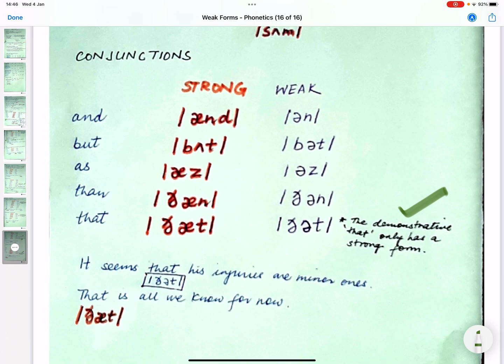It seems that his injuries are minor ones. So this is not really demonstrative. You're not really pointing out to something. You use the weak form. And that is all we know for now. In this case, you are going to use the strong form of that, because here that is functioning as a demonstrative.